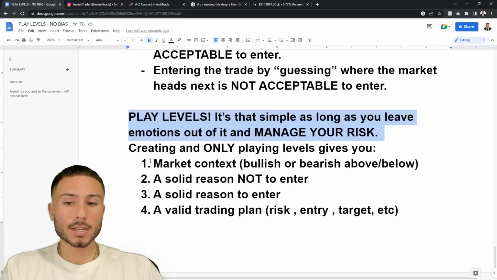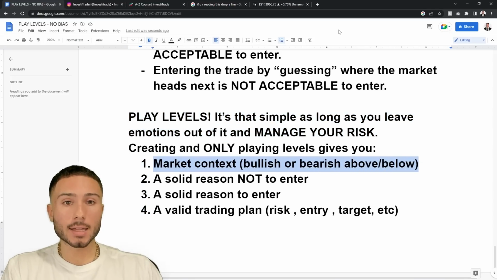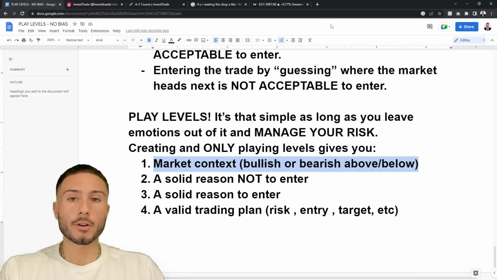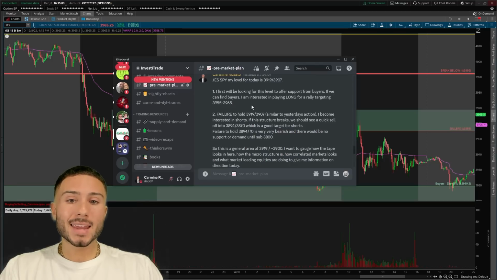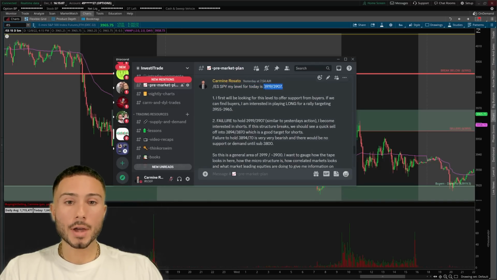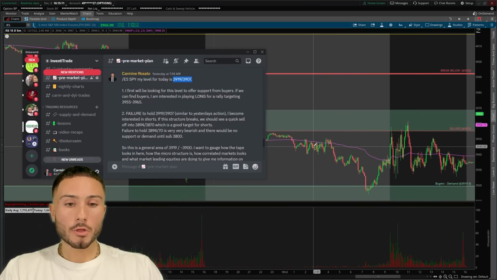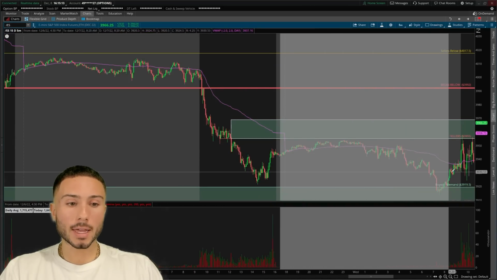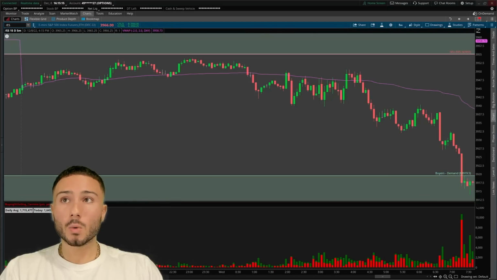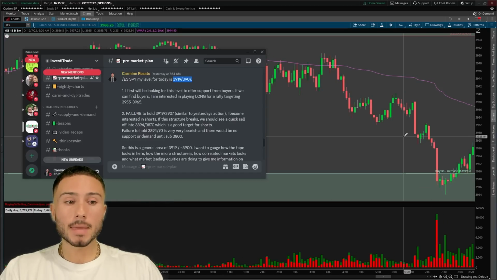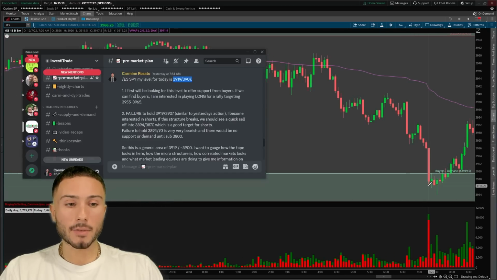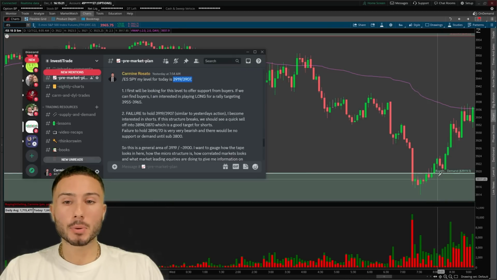So by doing this, it's going to help us understand market context. Are we bullish or bearish below a level? For example, the plan yesterday on the S&P 500 was our 3919 and 3907 level. Again, this was in the Discord. The market sold off pre-market into this 3919 demand zone and immediately found buyers. Nice selling volume into this level. Buyers push out of it.